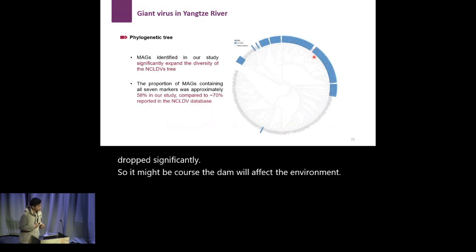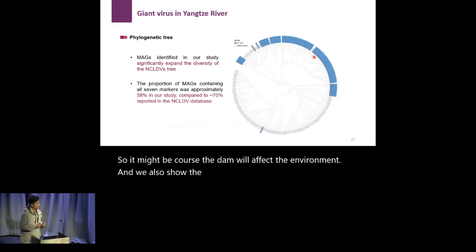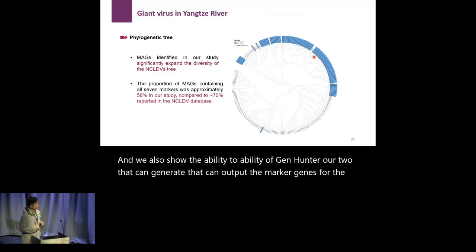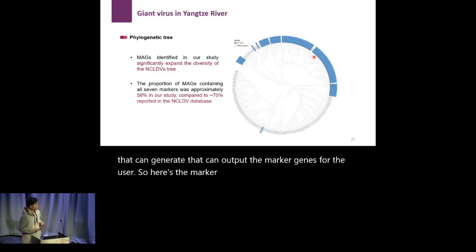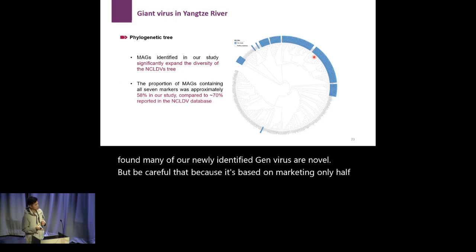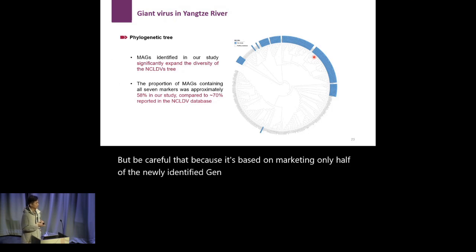And we also show the ability of GiantHunter, our tool that can output the marker genes for the user. So here's the marker gene PolB that is commonly used to create the phylogenomic tree for the Giant virus. And we found many of our newly identified Giant virus are novel. But be careful, because it's based on marker genes, only half of the newly identified Giant virus contain the marker gene. So we still miss some novel ones.